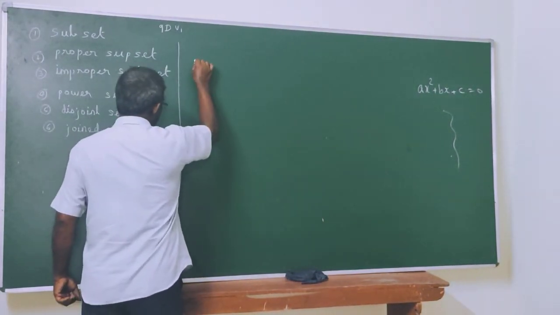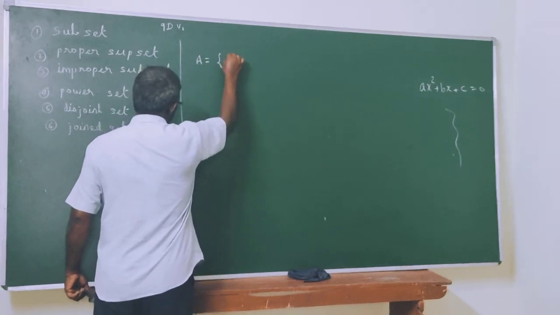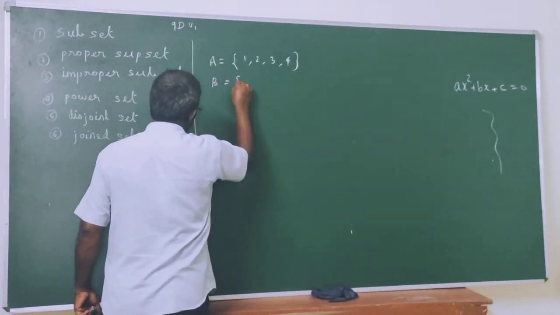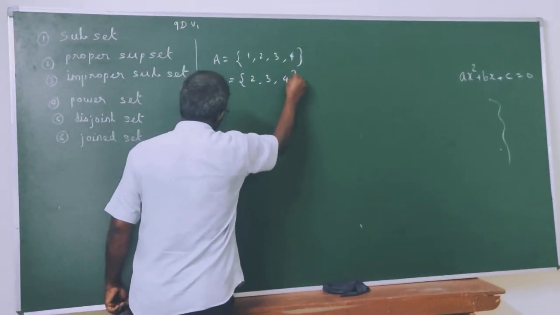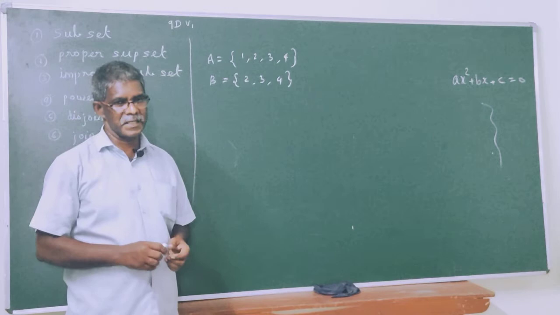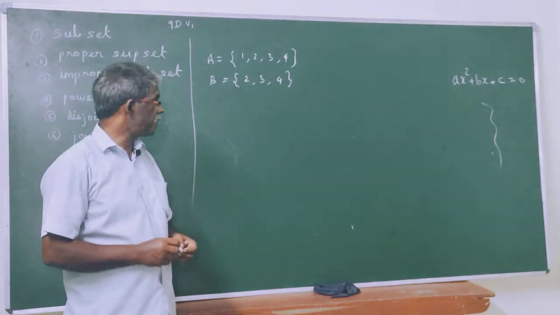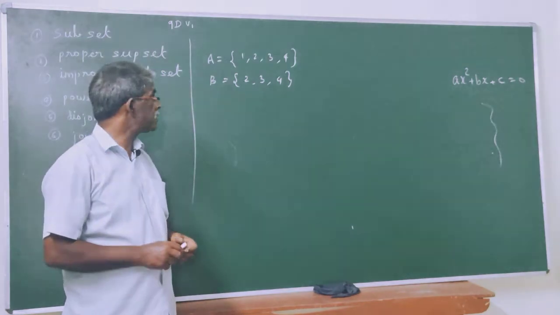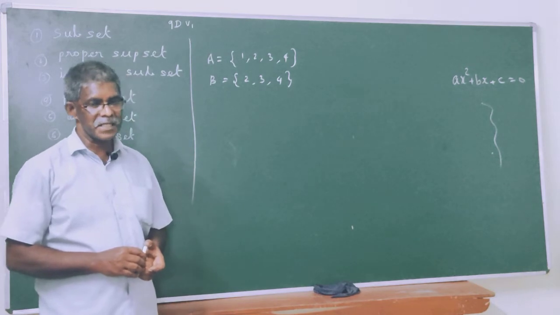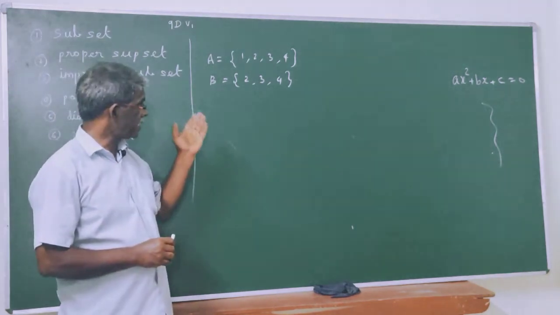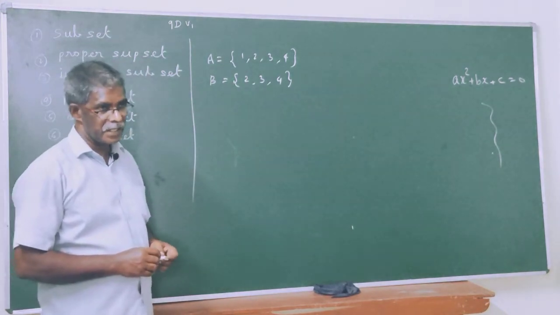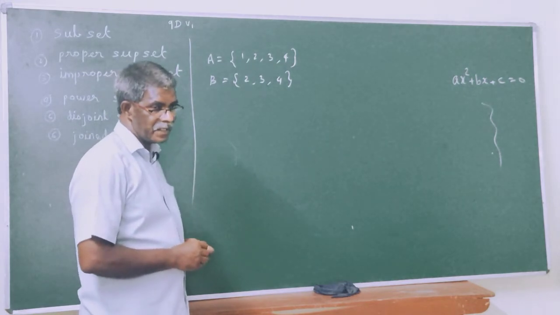We take two sets, A equal to {1, 2, 3, 4} and B equal to {2, 3, 4}. So here B is a subset of A. The reason is that all the elements of B are contained in set A. That's why B is called a subset of A. A is not contained in B, but B is contained in A.